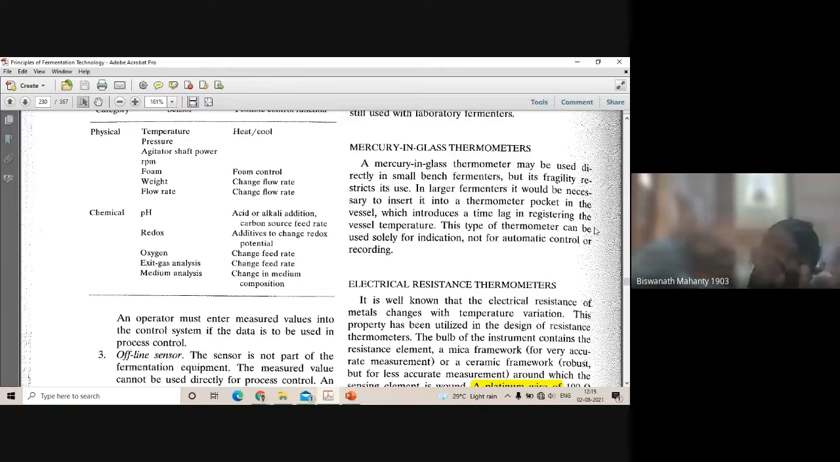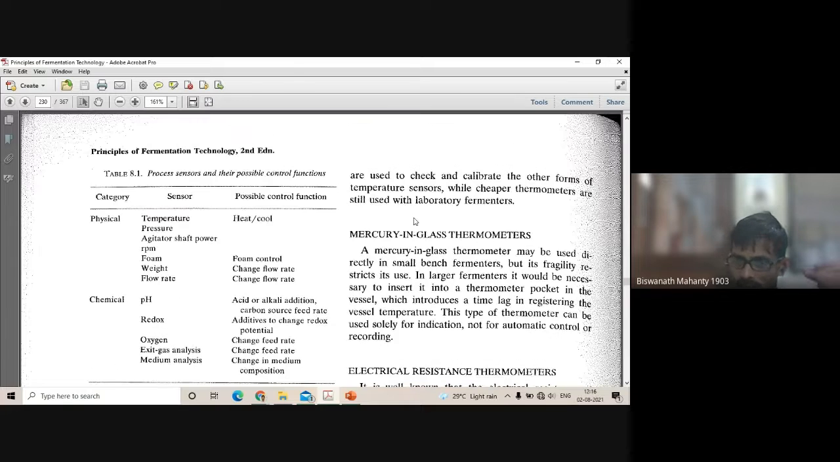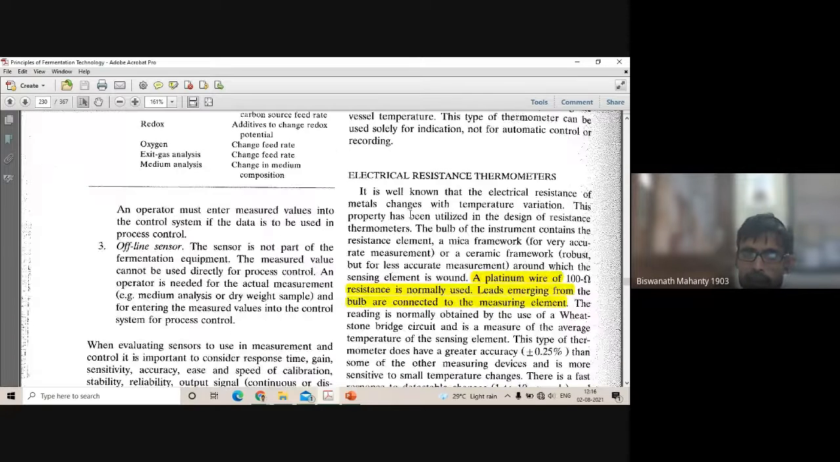Offline is totally separate. Sometimes we can also go for measurement of separate entities, other properties. So inline is on the fermentation board itself. Online is at the same time we are going to measure. And if you have some control here, the operator must enter the measured value into the control system if the data is to be used for process control. So I need to tell those values.